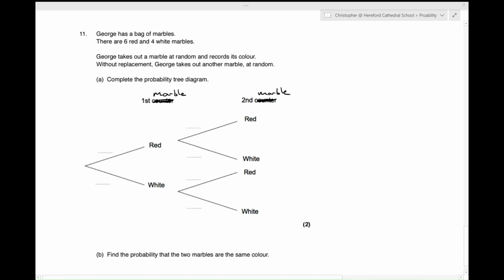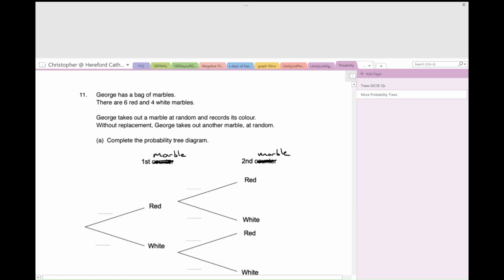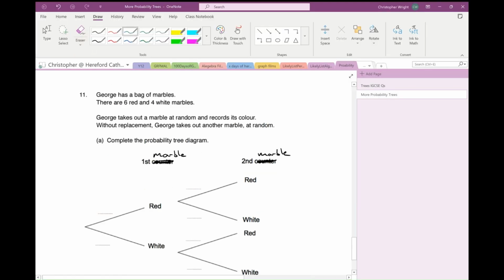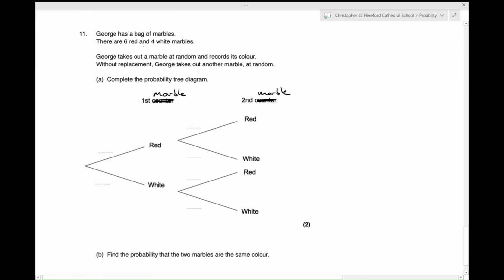George has a bag of marbles. There are 6 red marbles and 4 white marbles in the bag. George takes out a marble at random and records its colour. Without replacement, George takes out another marble at random. So that means he doesn't put the first marble back in. Complete the probability tree diagram.